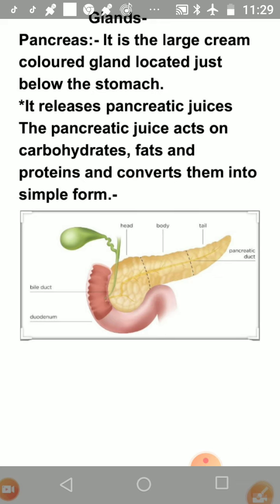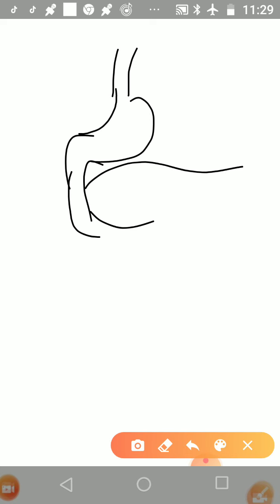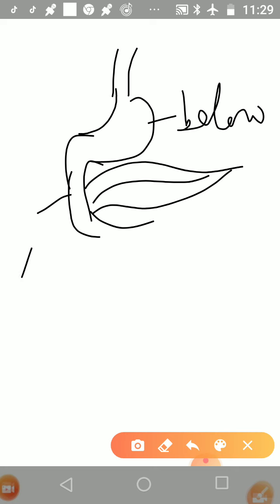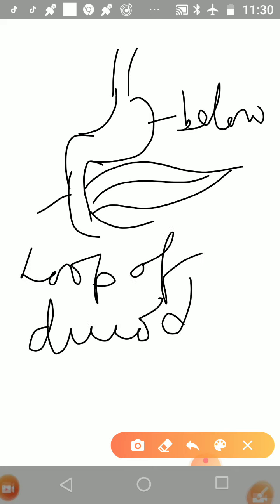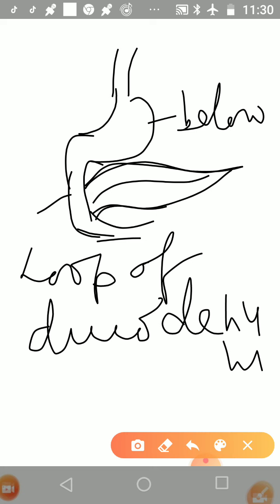Let me show you again where it is located. This is your esophagus, this is our stomach, and this is the duodenum. So here the pancreas is located, just below the stomach, or in the loop of the duodenum. This is the location of the pancreas, the second largest gland in our body.